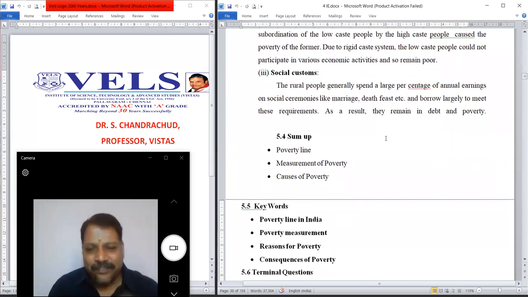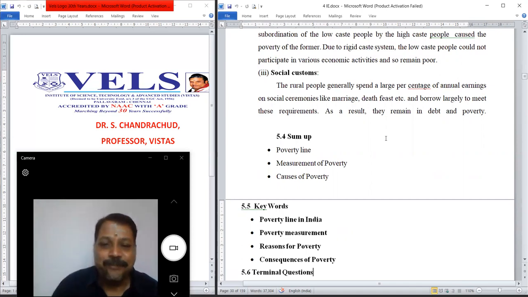Let me sum up this particular unit. In this unit, we have studied about the poverty line, and how we are able to measure the poverty line. For that, what are the economic indicators that we are using? Then a list of causes for poverty. It is divided into two: one is economic causes, another one is social causes, and we have listed them out. These are all the things we discussed today.